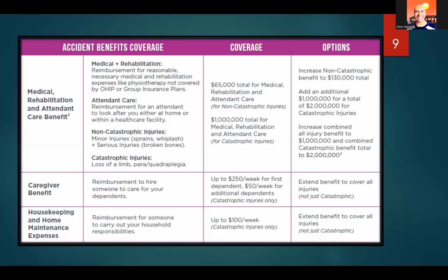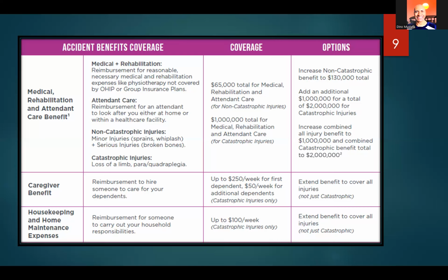If you combine that, you get 1 million non-catastrophic and 2 million for catastrophic, for a total of 3 million coverage. Now, if you wanted to know, I have that combined cover on my policy. I'm with Aviva and I have this all injuries coverage for a combined 3 million coverage. 1 million for non-catastrophic and 2 million for catastrophic. You know how much extra I'm paying for me and my wife, for two people, per year? About $120, which is like $10 a month for two people to increase the coverage so much more.